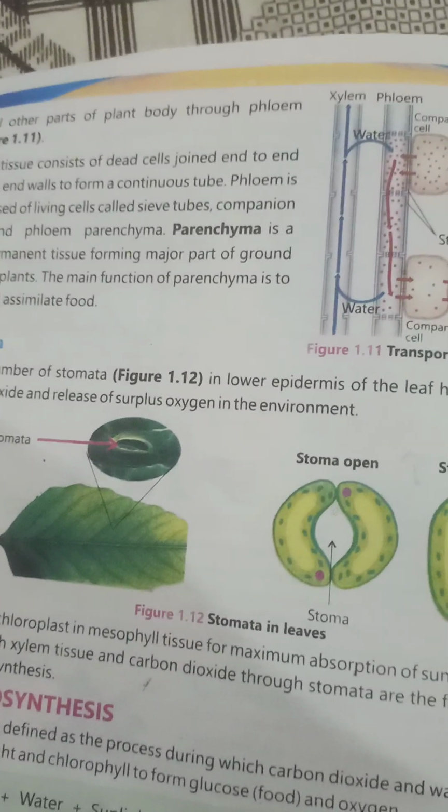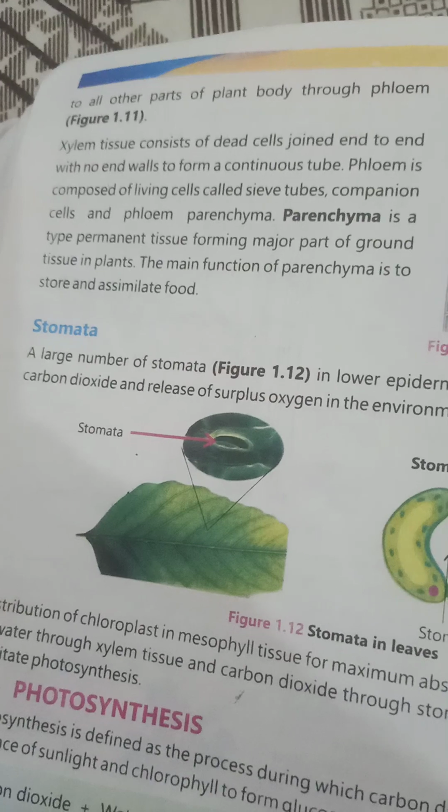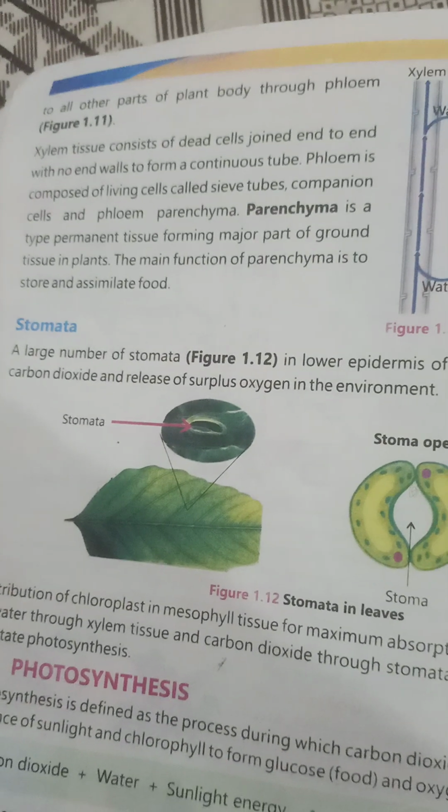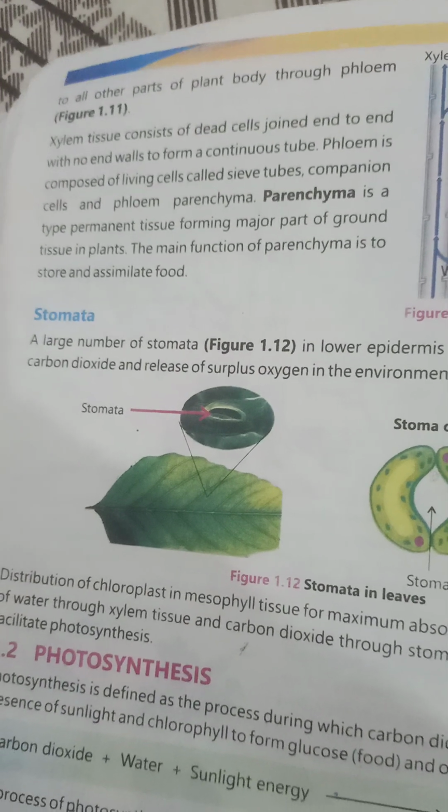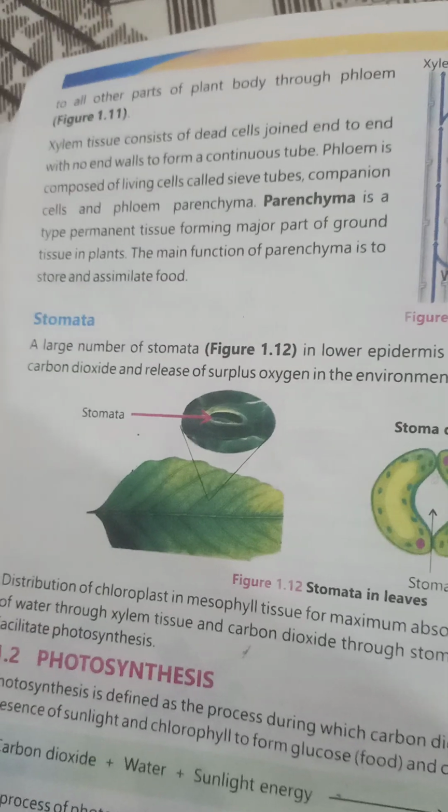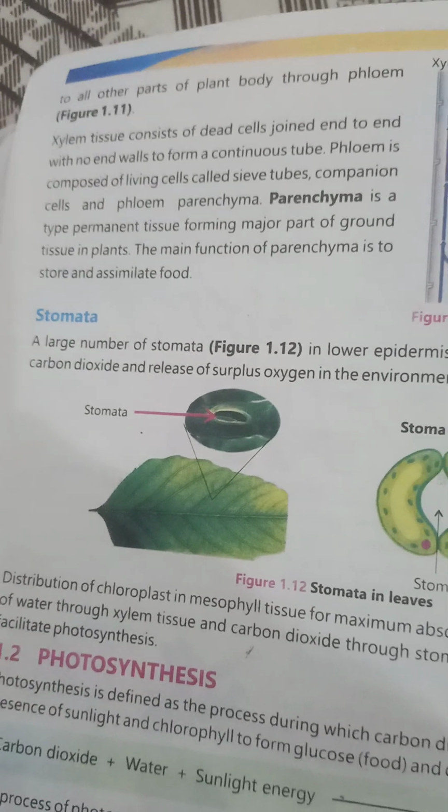parenchyma. Parenchyma is a type of permanent tissue forming a major part of ground tissue in plants. The main function of parenchyma is to store and assimilate food.